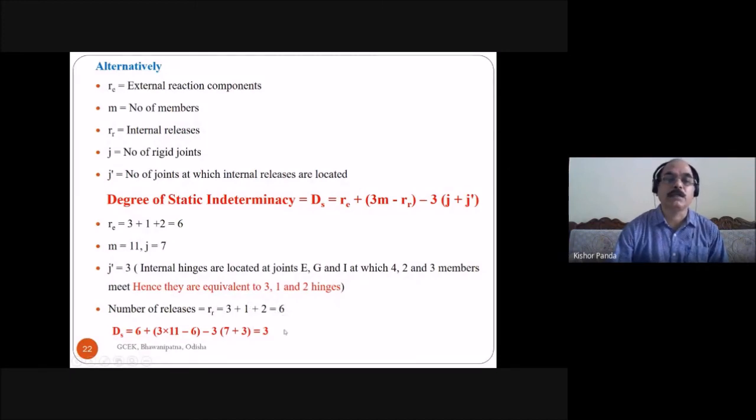Then the degree of static indeterminacy is equal to this one: RE plus 3M minus RR minus 3J plus Z dash.